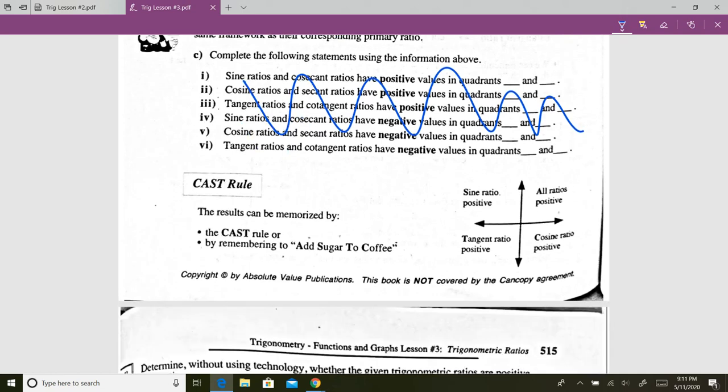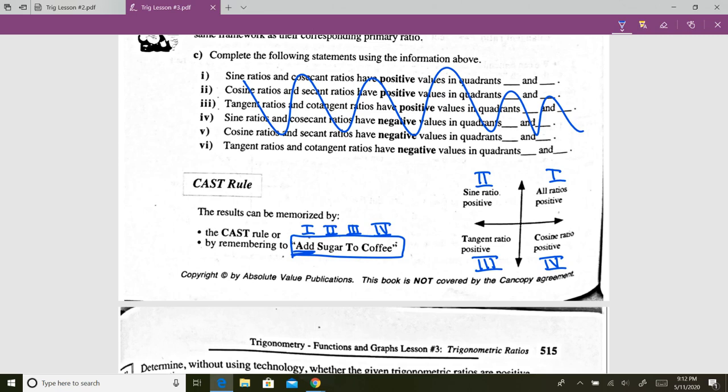This is what you need. If you remember this, you can do everything. It's called the CAST rule. All I remember is add sugar to coffee. What it does is the add is quadrant 1, the sugar is quadrant 2, the to is quadrant 3, and the coffee is quadrant 4. And it tells you which trig functions are positive in those quadrants.